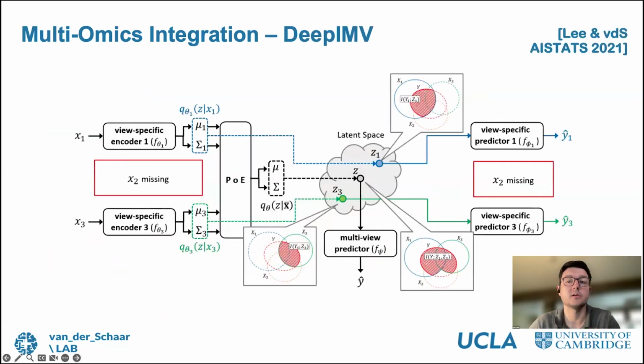To address this, former PhD student from our lab, Chang-Hee Lee, together with Professor Van der Schaar, proposed a novel approach to solve this problem called Deep IMV that's able to integrate data from multiple omics layers with arbitrary missing patterns, both during training and at prediction. And it achieves this via a set of view-specific encoders and using an informational bottleneck approach.